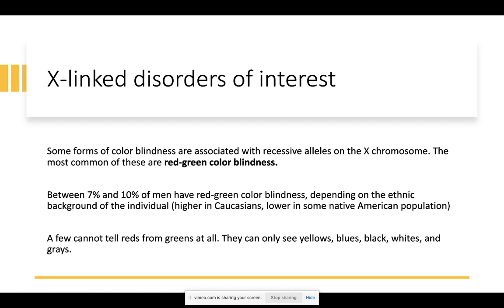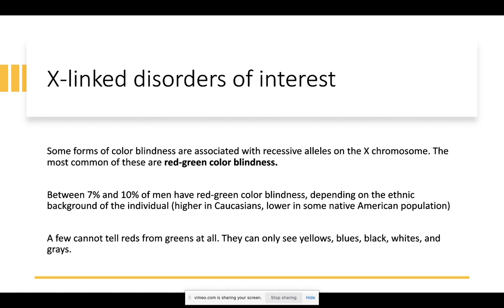So some forms of color blindness are associated with recessive alleles on the X chromosome. The most common of these is red-green color blindness, and that's probably important for examination purposes. It would just be very easy to write a question and describe somebody who is unable to see reds and greens, but they can see yellows, blues, blacks, whites, and grays, and just want to know how this would be inherited. And again, that would just be X-linked inherited. I could describe to you somebody in this and say that their father is unaffected, and I would want to know what is the possible genotype of the mother.